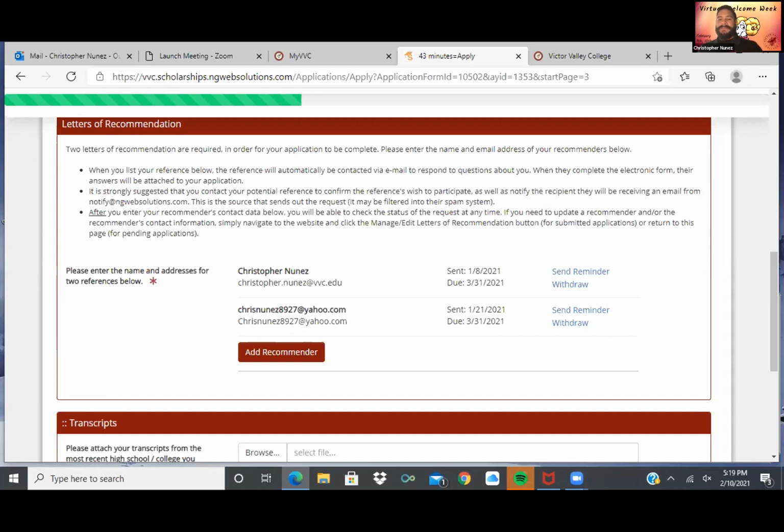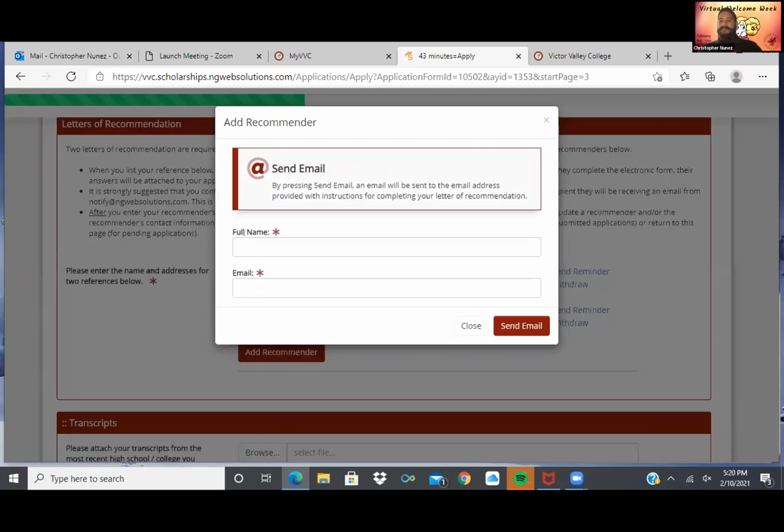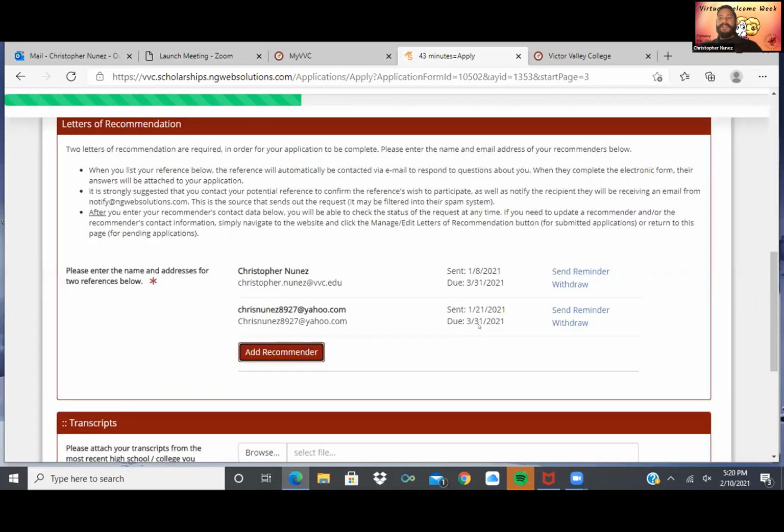Rather than needing to get an actual official letter and upload it, all you need to do in this section is open this up to add recommender. You'll type in the full name of the person that you're asking, their email address, and hit send email, and they'll automatically have a prompted email arrive to them that says that you are requesting a letter of recommendation from them, and it prompts them on questions that they can answer to have a fully prepared and a very robust letter of recommendation for you. So that's how you'll do that.